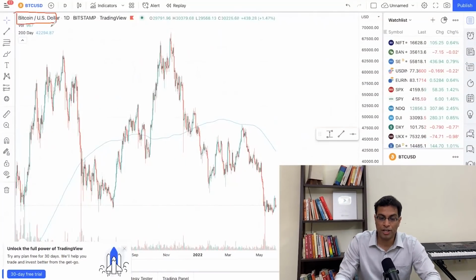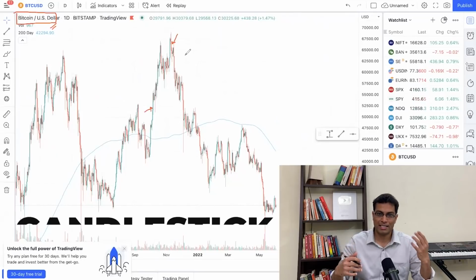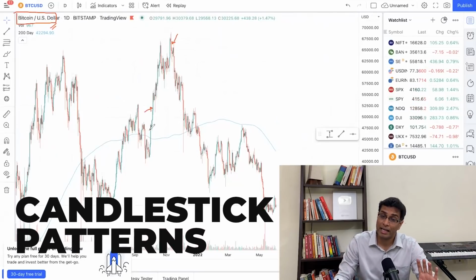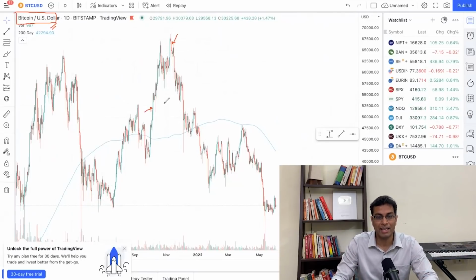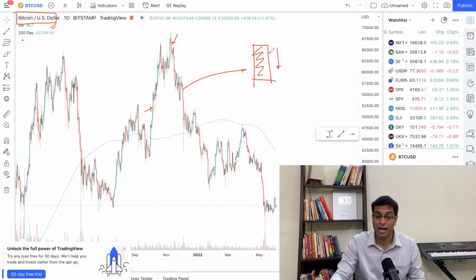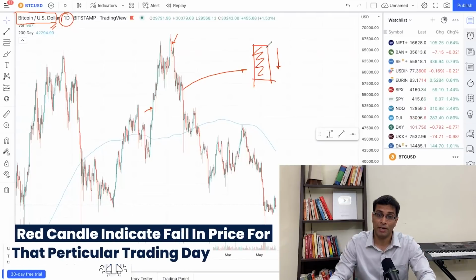So here is the Bitcoin USD trading pair, and you will see a lot of red candles and a lot of green candles like these. This is called a candlestick pattern, and it gives out technical information. Imagine that this is a red candle. I'm just zooming in on one of these candles here. This is a red candle. It shows that for that one particular day, because we are looking at a day trade here, the price of Bitcoin fell.